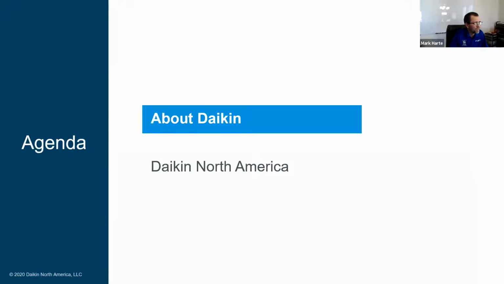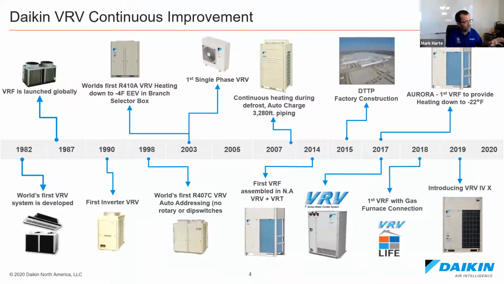A little bit about Daikin as we get started. A little bit of a timeline of what we produced, when we produced it, and where we're at now. As you can see, DTTP, Daikin Texas Technology Park. That is a bird's eye view of the facility. Like I said, it's a 2.2 mile walk around that facility. It's massive. It's a one-stop shop, everything in-house that we need. You can see some of the VRV products we have come out with. The new one we launched last year, VRV4X, is what is currently being sold in the US.